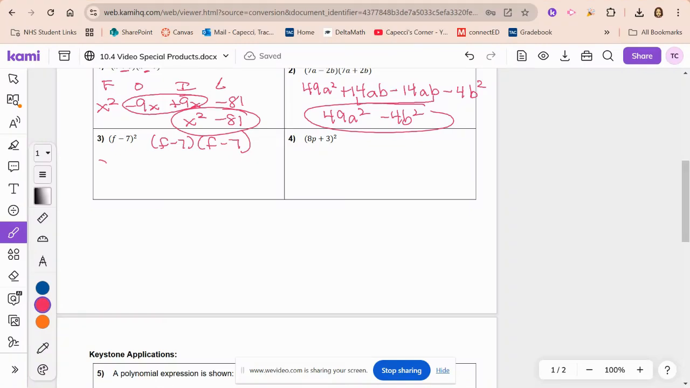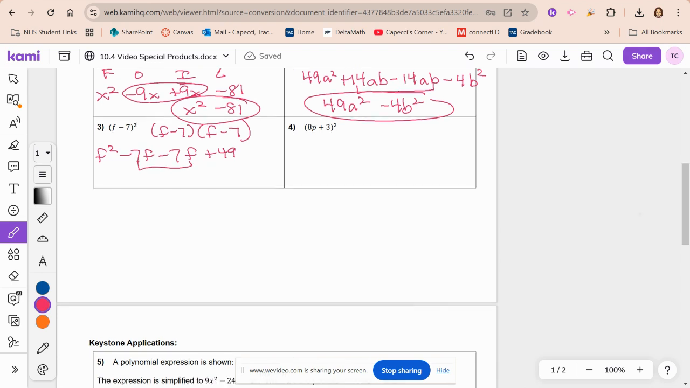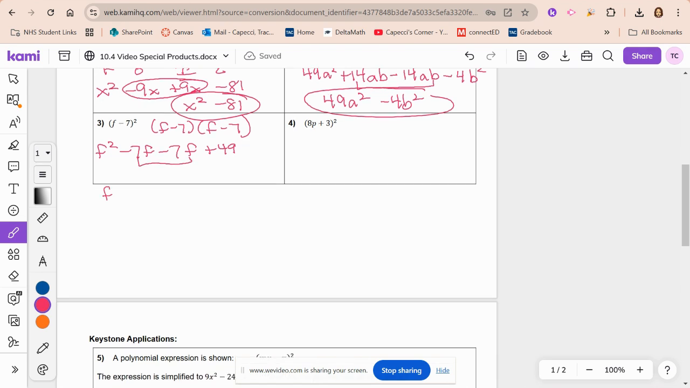and then use FOIL. So I have f squared as my first term, my outside term is negative 7f, my inside term is negative 7f, and my last is 49. When I combine those terms, right, this time they don't zero out. My final answer is f squared minus 14f plus 49. So that's my final answer right there.